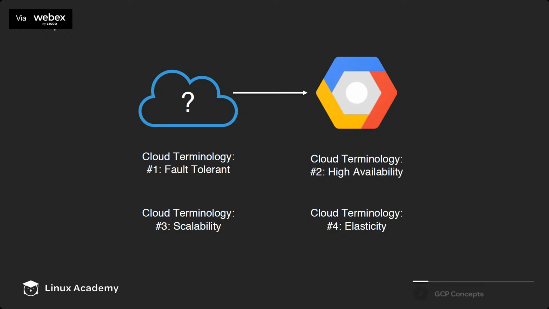And then we took a look at elasticity as well. Depending on user demand, we can increase or decrease the consumption of your various resources.